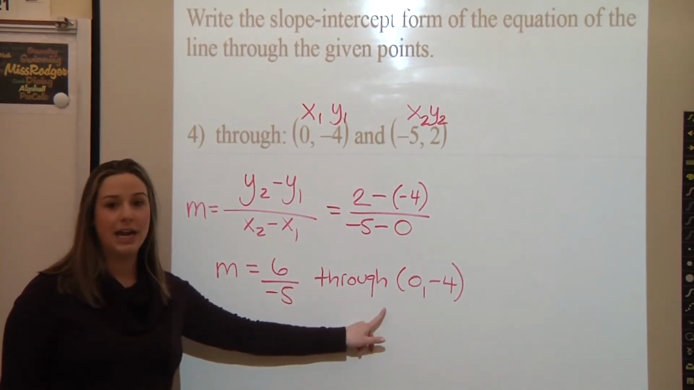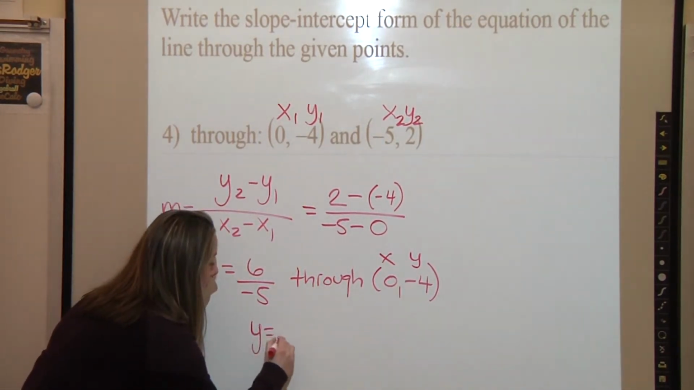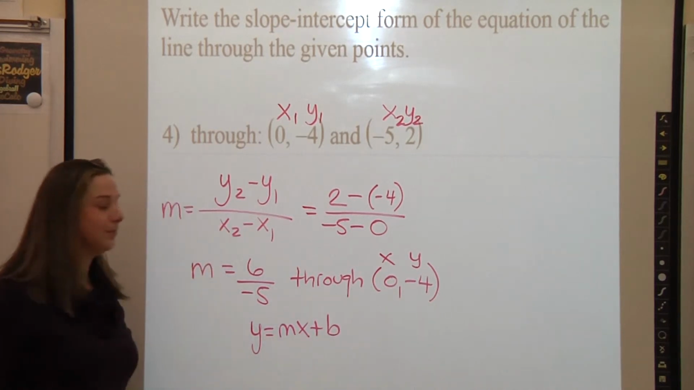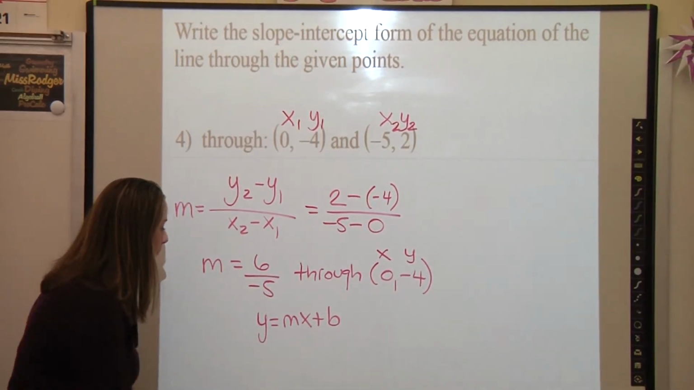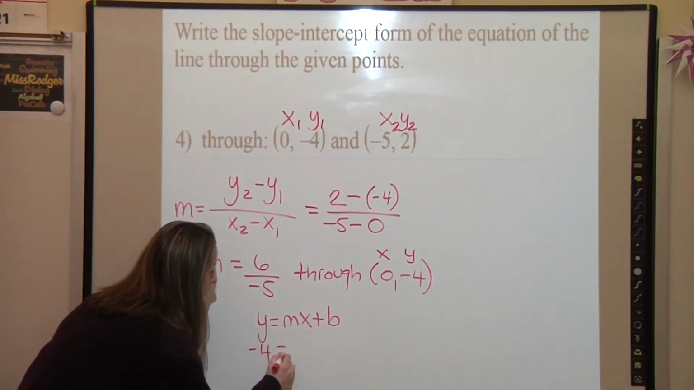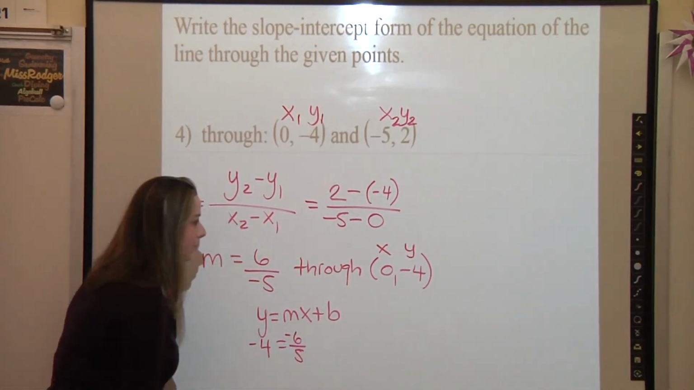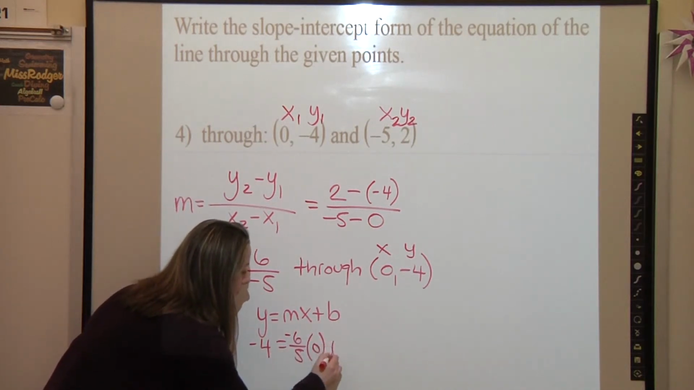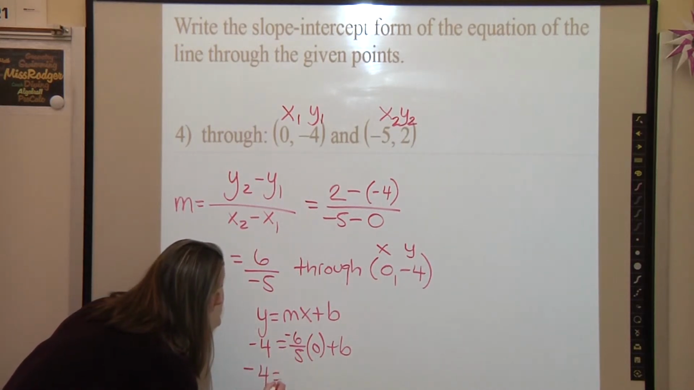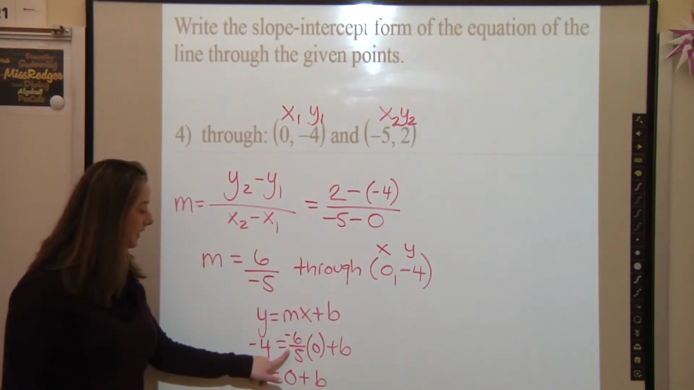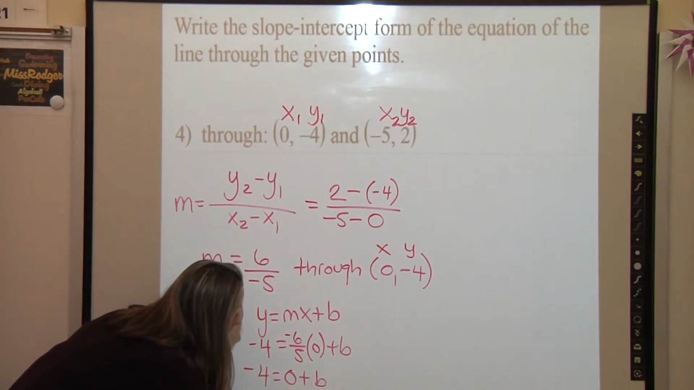So we have our slope, and now it's going through this xy ordered pair. Let's fill in our x and y. X is 0 and y is negative 4. Our m is negative 6/5. Let's solve for b. Negative 6/5 times 0 is 0. So b is negative 4.